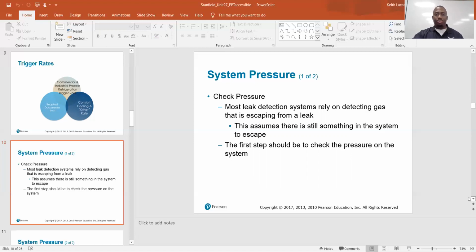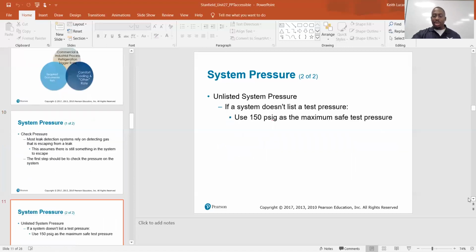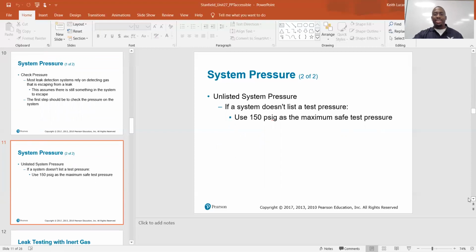So system pressure, check pressure. Most leak detection systems, okay, moving on.